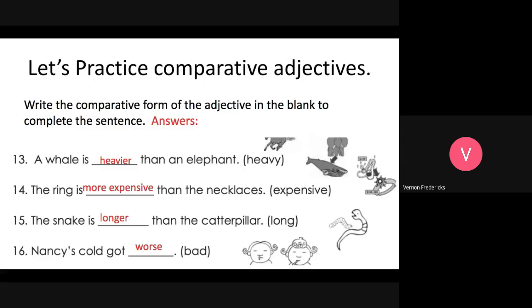Okay, the adjective expensive has 3 syllables, so we're going to have more. Number 15, the snake is longer than the caterpillar. We just add ER. Number 16, Nancy's cold got worse. Yeah, Nancy's cold got worse.